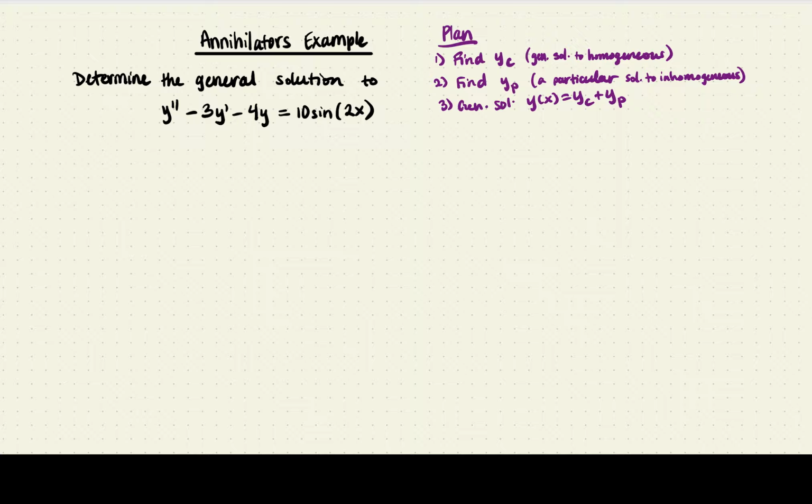Today we're going to do an example where we find the general solution to this inhomogeneous linear ordinary differential equation with constant coefficients. y double prime minus 3y prime minus 4y equals 10 sine 2x.